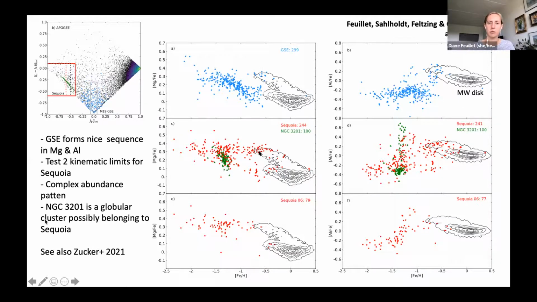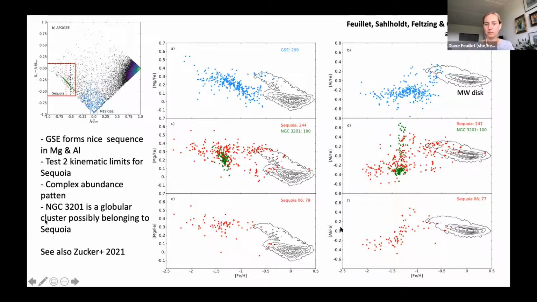The larger sample seems to show definitely at least 2 populations being selected here, and it's possible that the cluster could belong to Sequoia. The magnesium abundances are consistent with the lower track in this larger Sequoia space. However, if we look at a more conservative selection of the Sequoia stars, a lot of that lower magnesium track goes away, and many of the stars are actually consistent with a low metallicity extension of the Milky Way thick disk.